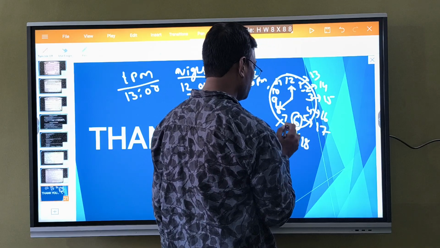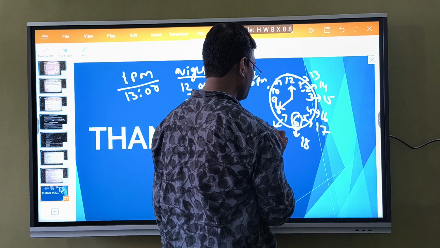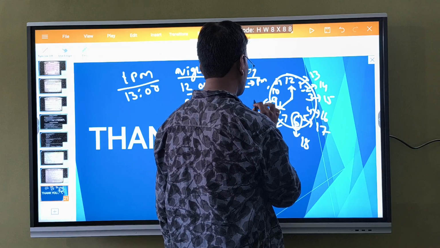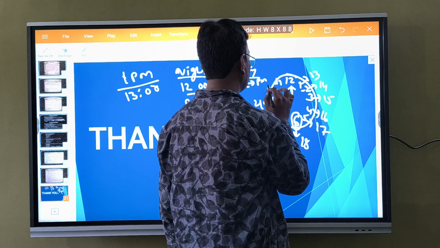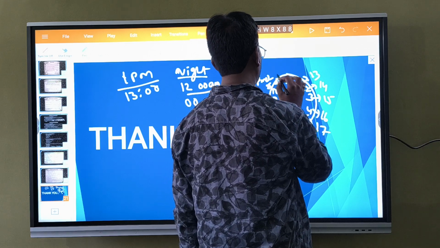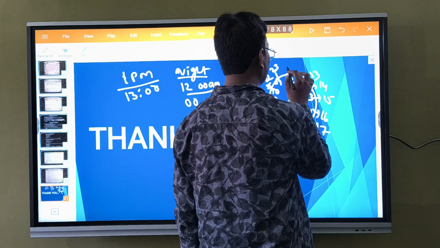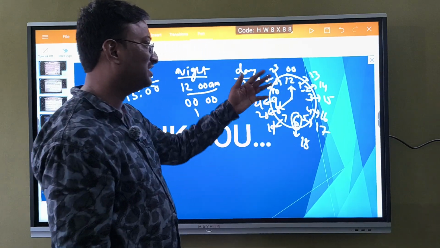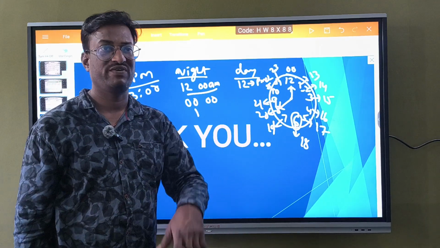7 PM, evening, becomes 19. 8 PM becomes 20. 9 PM becomes 21. 10 PM becomes 22. 11 PM is 23. 12 midnight is once again 0. So that is the 24-hour clock. So that is the difference between the 12-hour clock and the 24-hour clock.